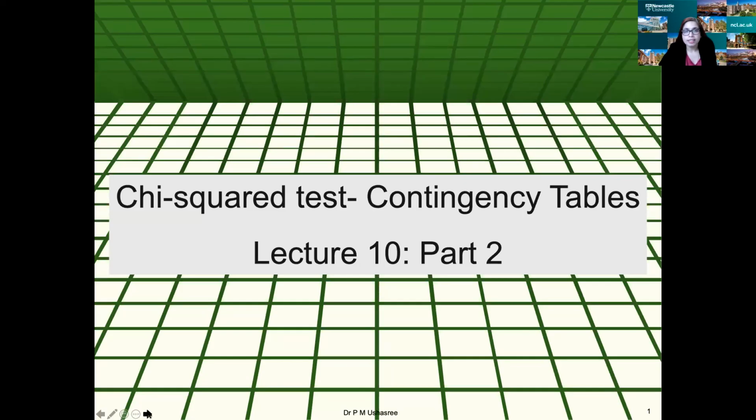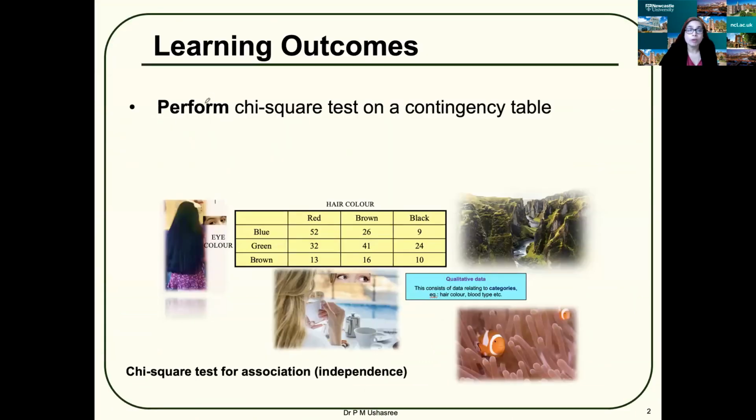Hi everybody, this is our lecture 10, part 2. In this lecture, we're going to see how to perform a chi-square test on a contingency table. That is, we're going to see how to perform a chi-square test for any dependency.